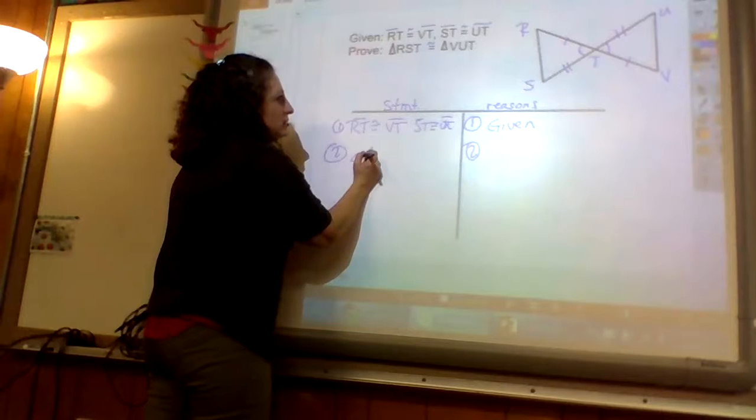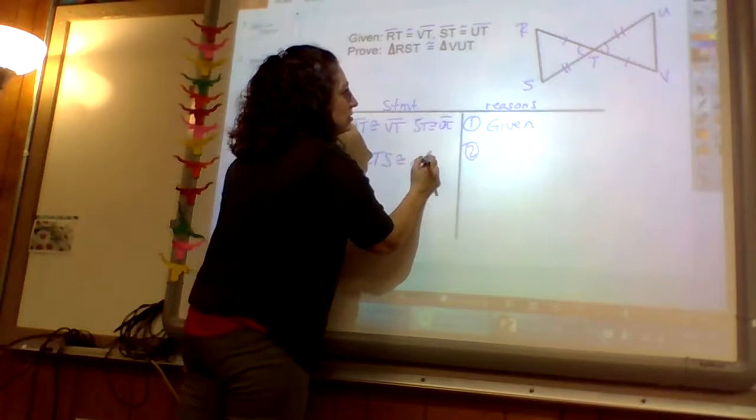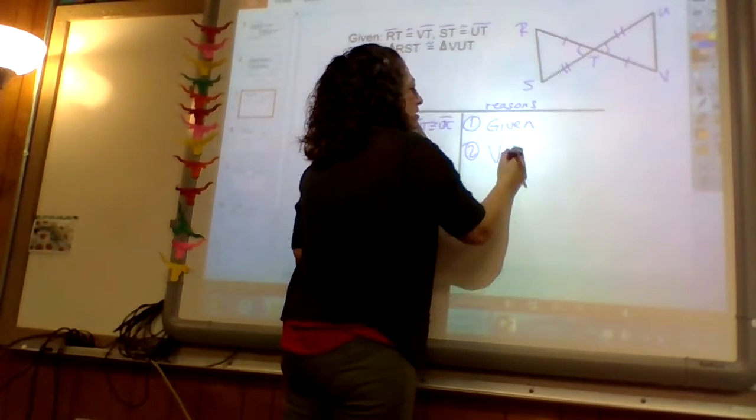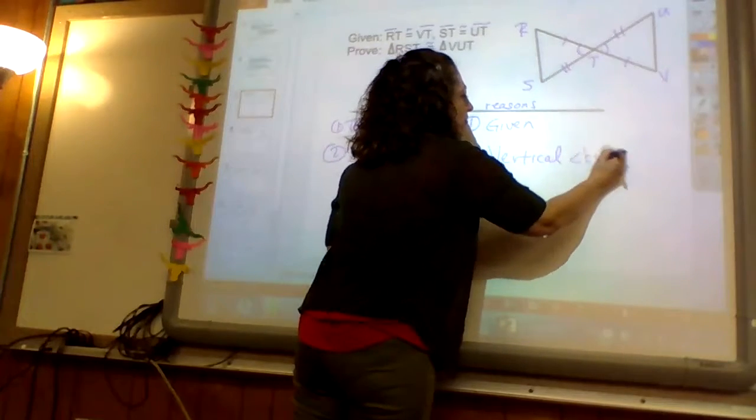And we're going to state the two angles, angle RTS congruent to angle VTU, because they are vertical angles. Remember, you have to give your reasons for everything. Angles congruent.